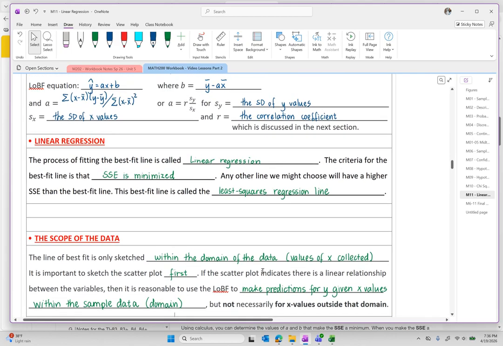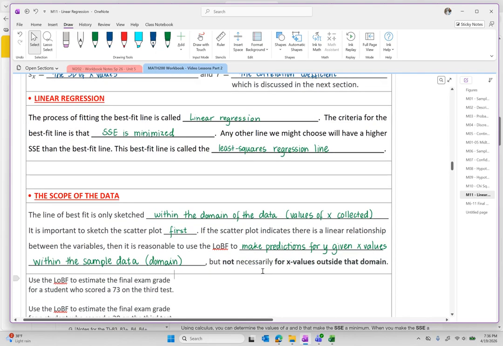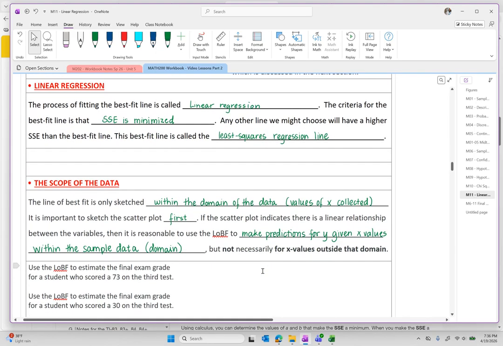We looked at how we generate the line of best fit. The process of fitting the best fit line is called the linear regression between the two variables. The criteria for the best fit line is that we minimize the sum of the squares of errors. Any other line we might choose will have a higher SSE than the best fit line, and for this reason the best fit line is called the least squares regression line.